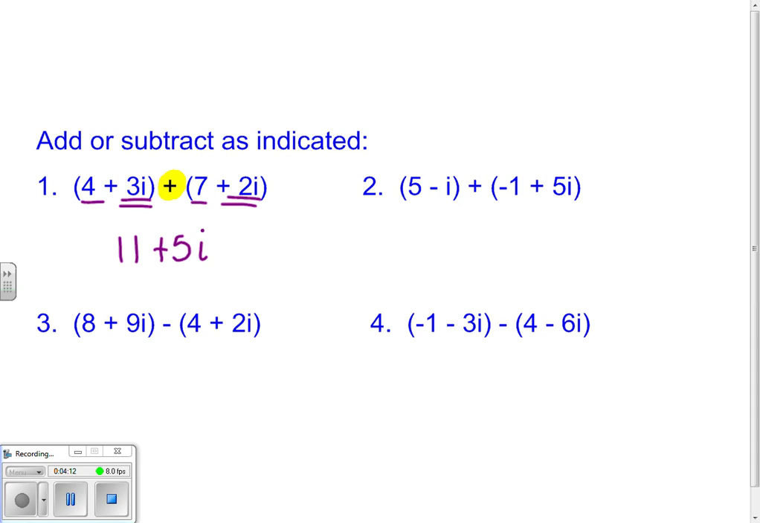Again, in number 2, we're adding. So the real parts, 5 plus a -1 is 4. And then the imaginary parts. -i plus a 5i is 4i.